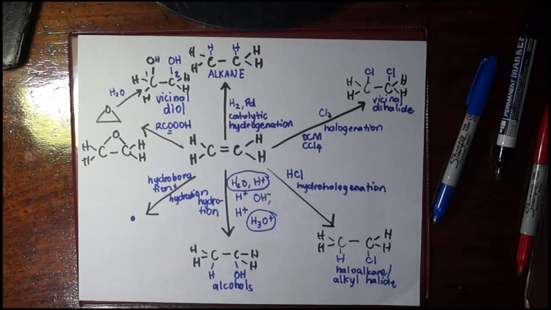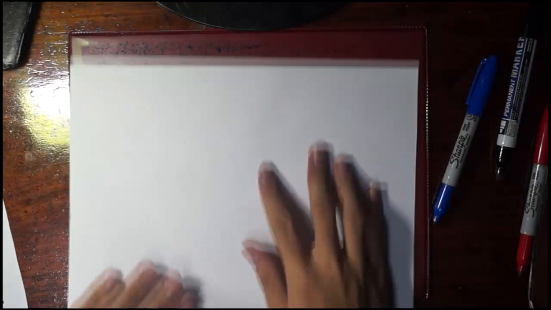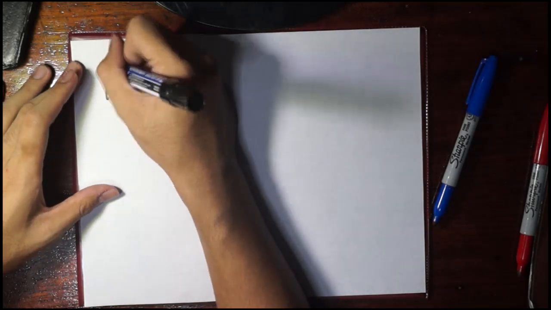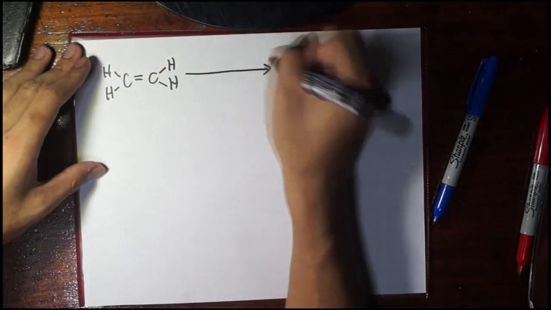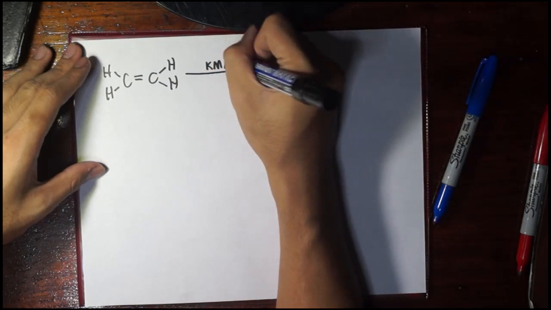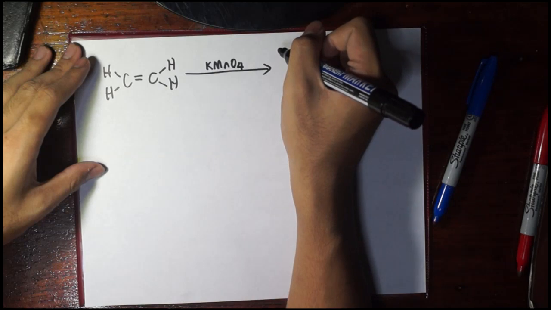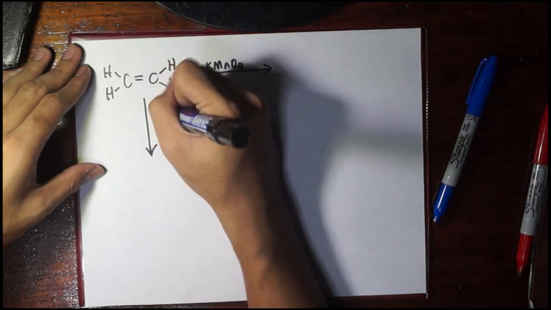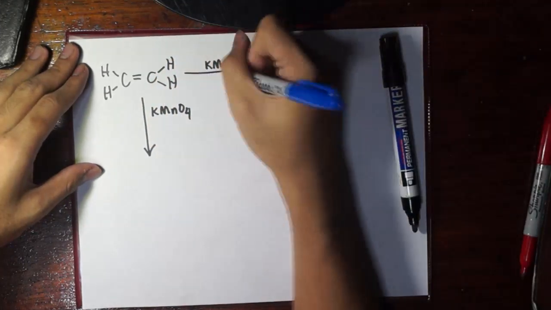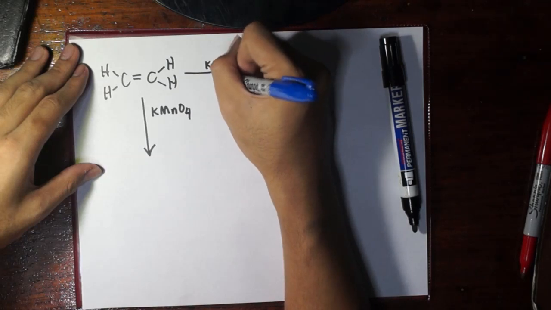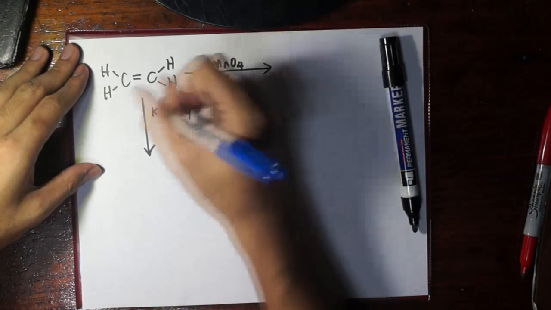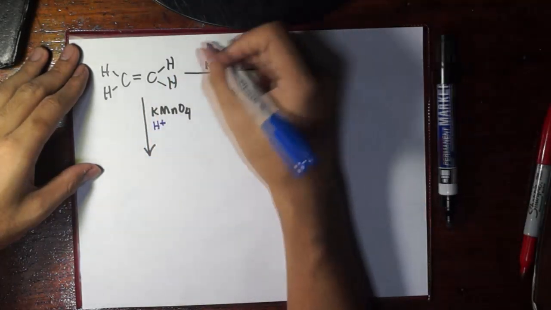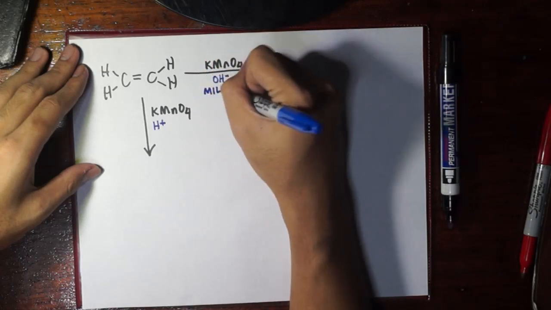Let's now proceed to a special case, and let's draw again ethene. Potassium permanganate is a special reagent because it can allow an alkene to undergo two different types of reactions. The difference would be if the environment is acidic or basic. For example, we have a basic environment here, and this is acidic environment. If we have a basic environment, we call this mild oxidation.